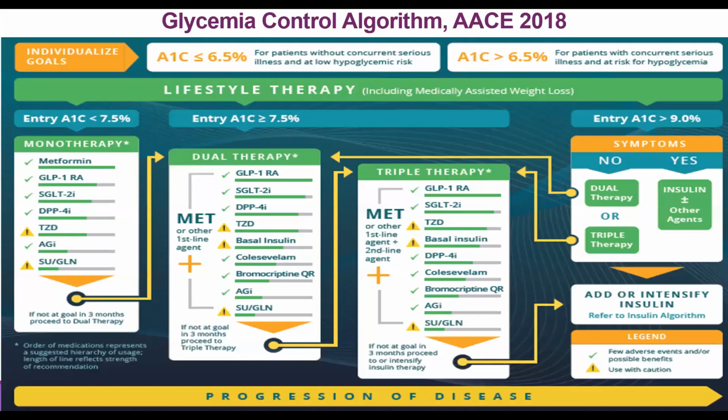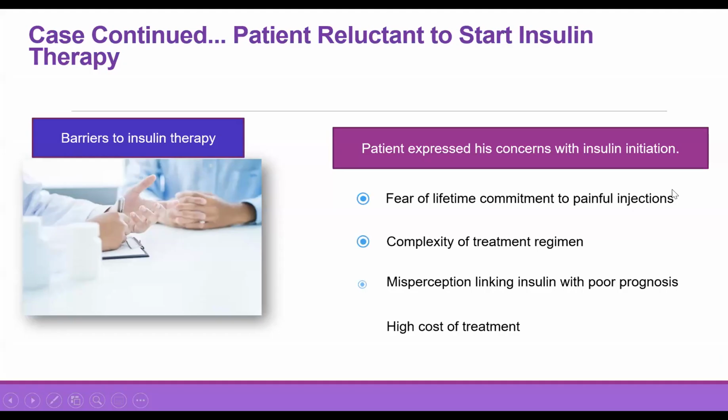So we have already discussed how to look into the issue. As I have told you, if the A1c is more than 9% with symptoms, we should start the insulin therapy. But the patient has expressed a lot of concern about insulin initiation. This is a very, very important challenge in front of us because many patients do not want to start the insulin therapy. That is why I have some strategies.